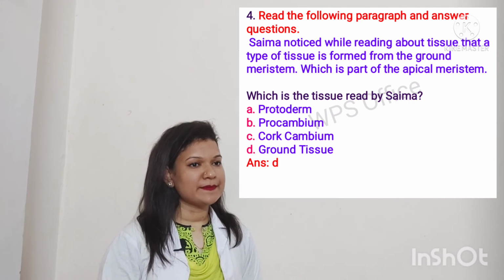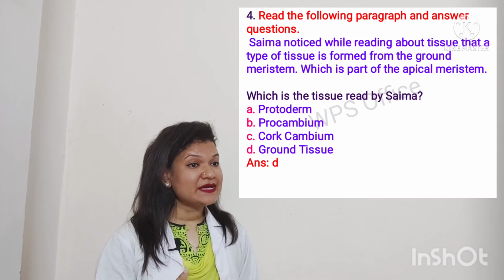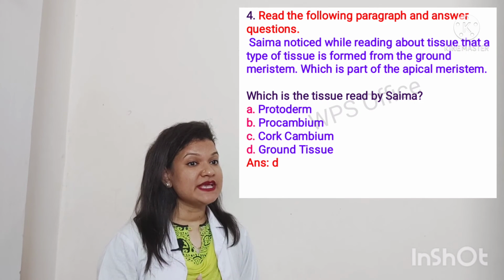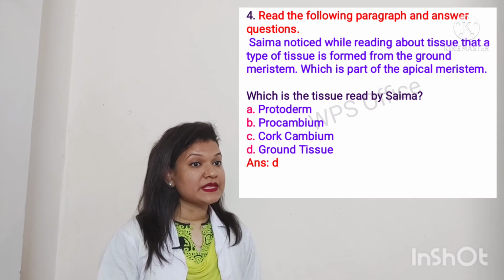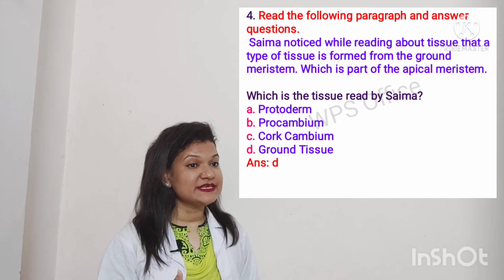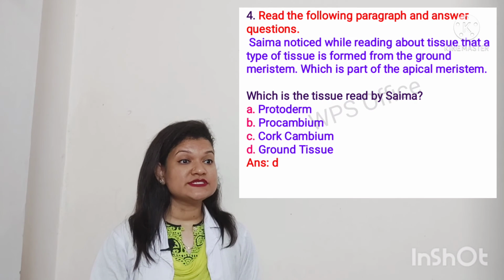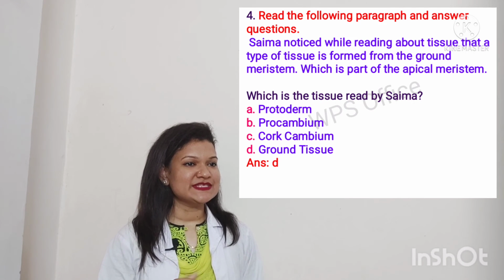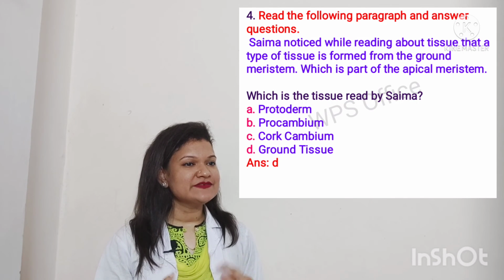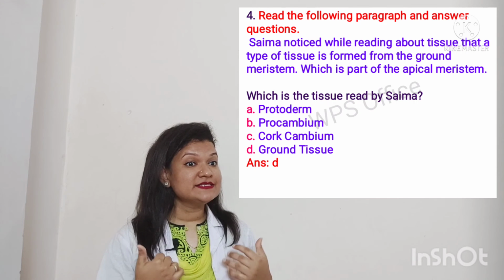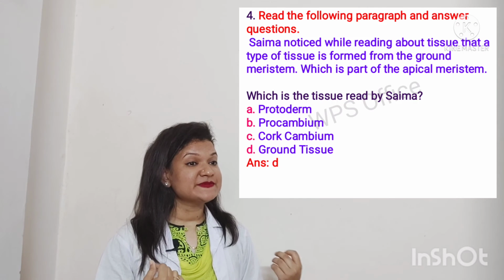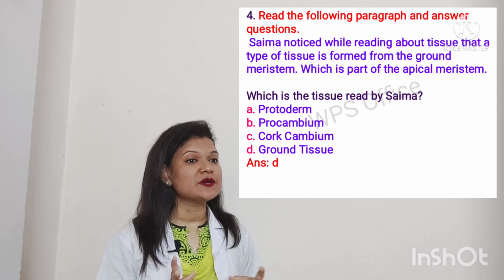And then procambium. The part of the apical meristem from which vascular bundles develop after division is called procambium. In dicot stem, procambium strands remain arranged in a ring, but in monocot stems they remain scattered within the ground tissue. The main function of procambium is to produce the vascular bundles. And what is cork cambium? A cork cambium is a type of meristematic tissue in many vascular plants.